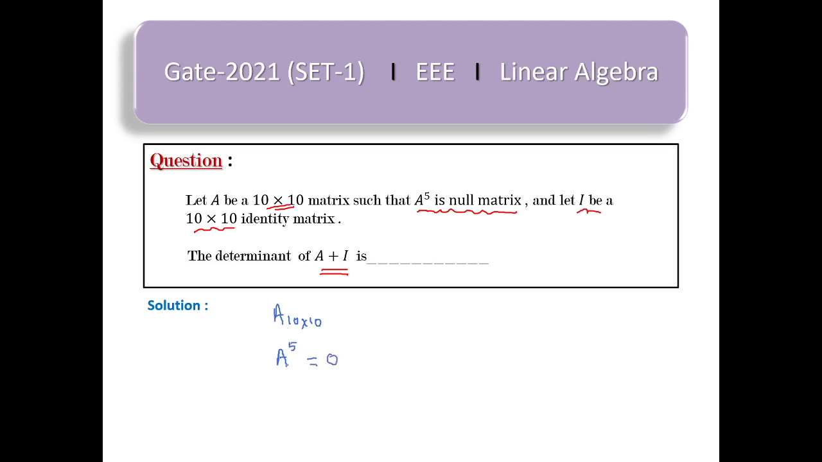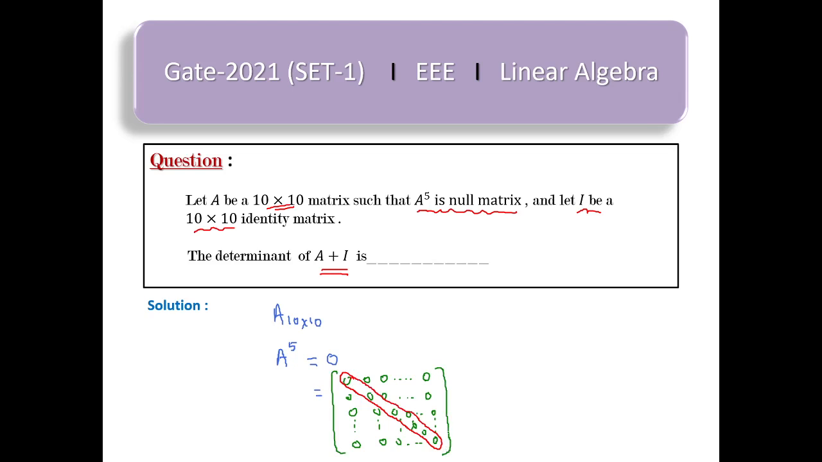Since A is of order 10 by 10, therefore A power 5 is of order 10 by 10. That means this matrix is of order 10 by 10, but all the entries are zeros, right? So 0, 0, 0 and so on, 10 columns and similarly 10 rows. So what are the diagonal entries now? All the diagonal entries are zeros.